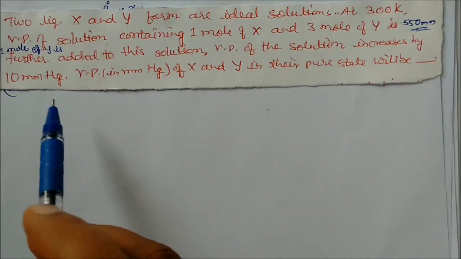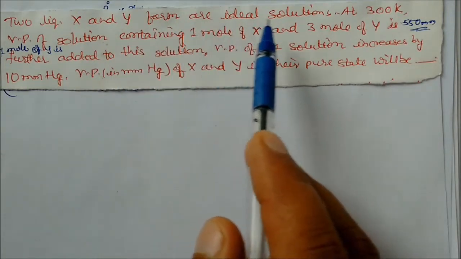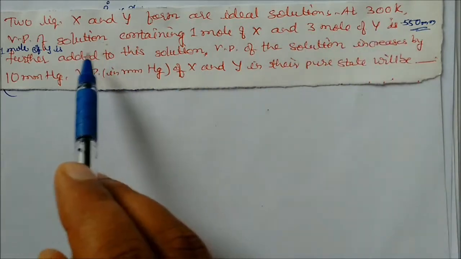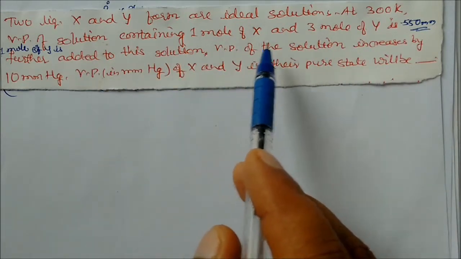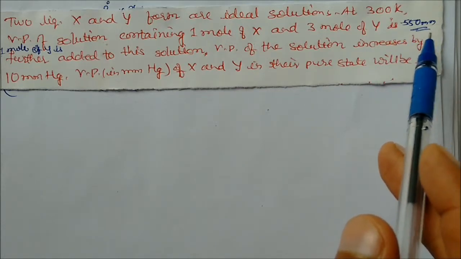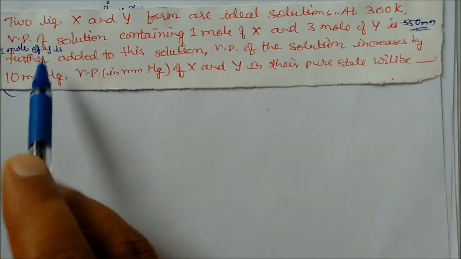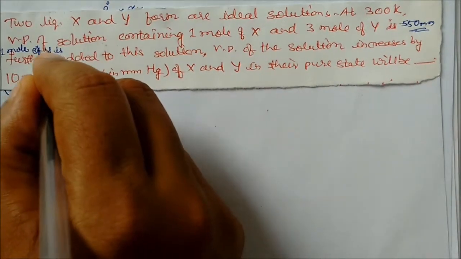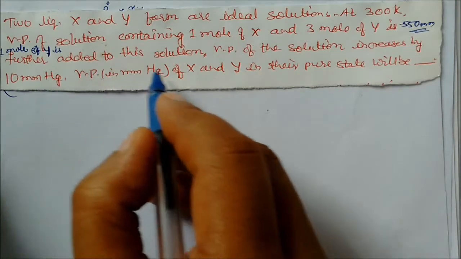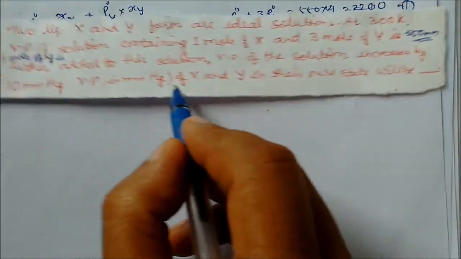So now in this problem we'll see two liquids X and Y. They form ideal solutions at 300 Kelvin. The vapor pressure of a solution containing 1 mole of X and 3 moles of Y is 550 millimeter. So this is the total vapor pressure given here. When 1 mole of Y is further added to this solution, the vapor pressure of the solution increases by 10 millimeter of mercury.